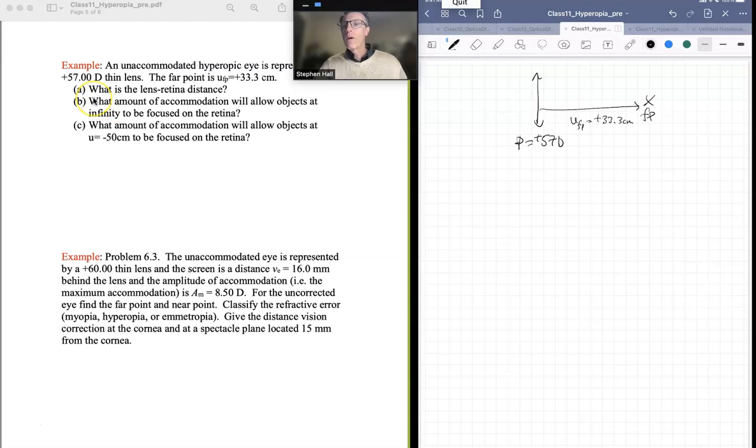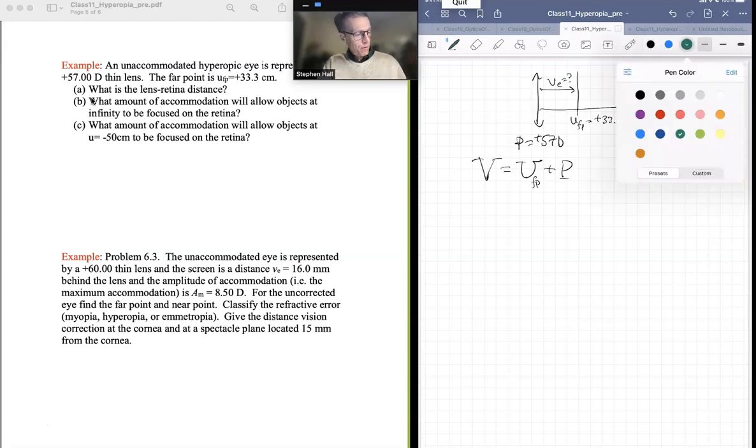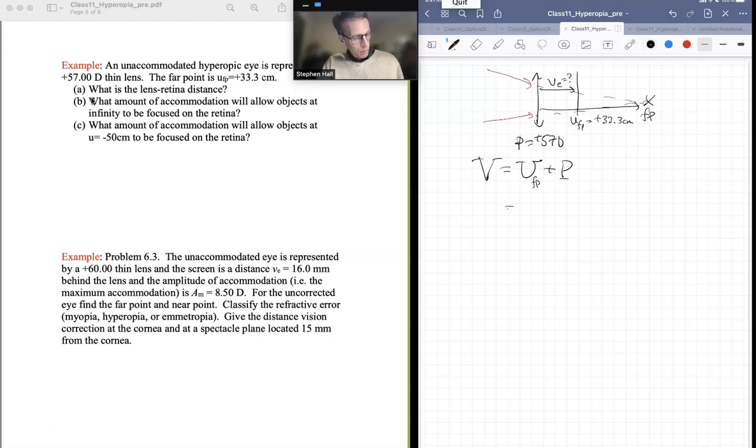Okay, so it asks, what is the lens-retina distance? So somewhere in here there's a retina. So let's apply V equals U plus P to that situation. We're going to say we've got an object at the far point. Of course, in the case of a hyperope, this is a virtual object. So there are rays entering the lens, converging towards the far point. So we can just put that information in there.